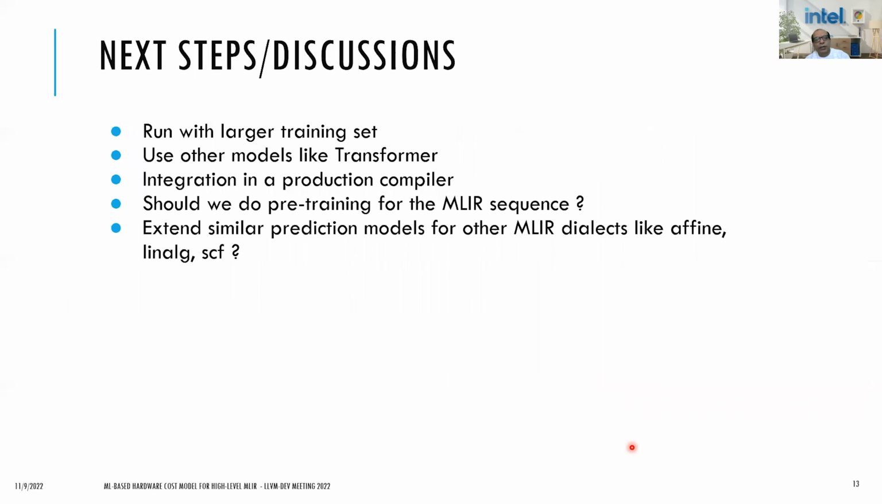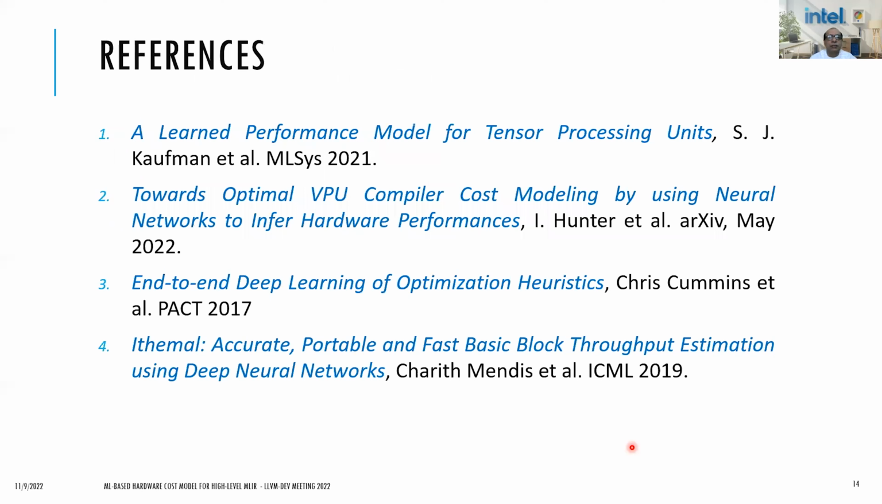So I come to the end of my talk, and the next steps are that we need to run with larger training sets. 20K may not be big enough. We need to use other models like transformers to see how they are doing. We also need to integrate in a production compiler. This is sitting outside a production compiler for the time being. And then there are open questions like, should you do pre-training? And can we extend similar prediction models to other MLIR dialects like Affine or Linalg or SCF and things like that? And these are a few of the references.